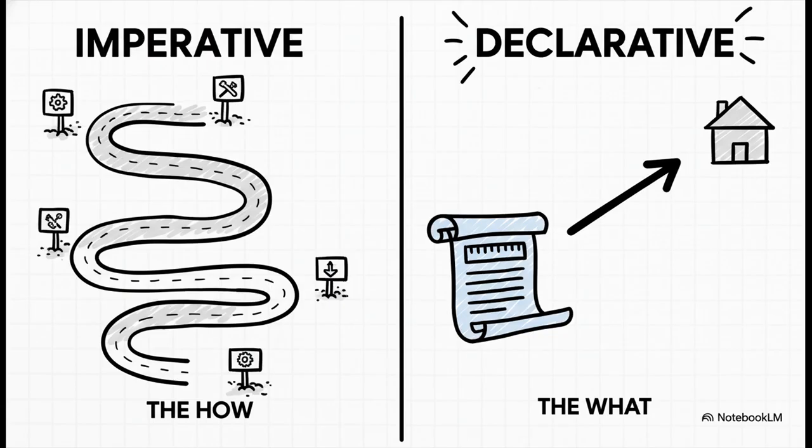With declarative, you just define the what, the final state you want. You say, I want a virtual machine with these specs. You don't tell it how to build it. Azure Resource Manager figures out the how all by itself.